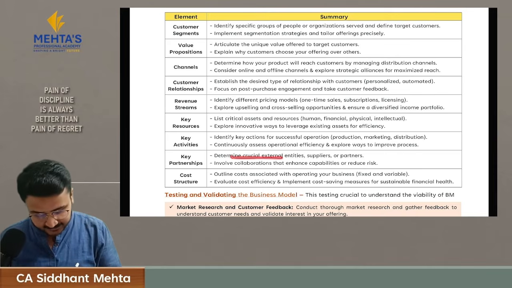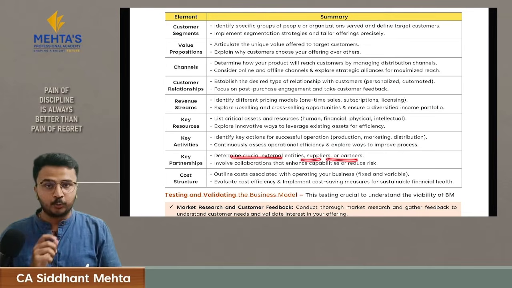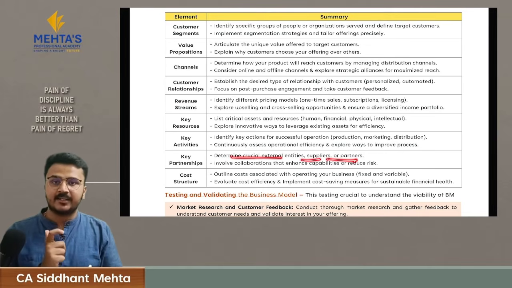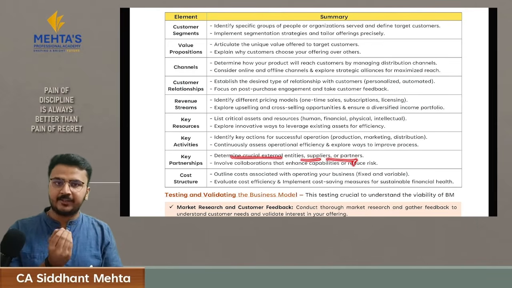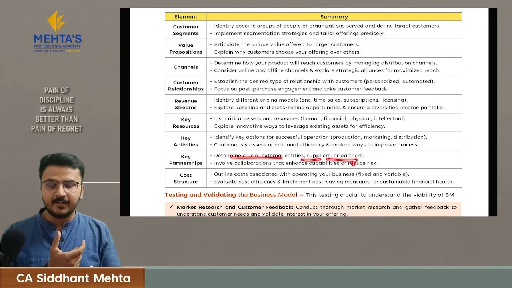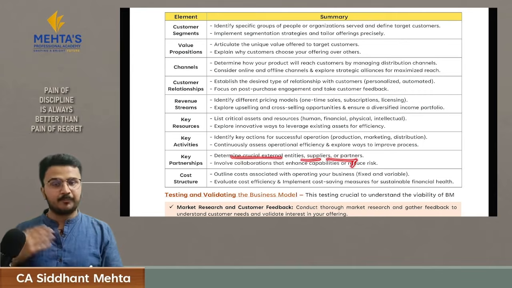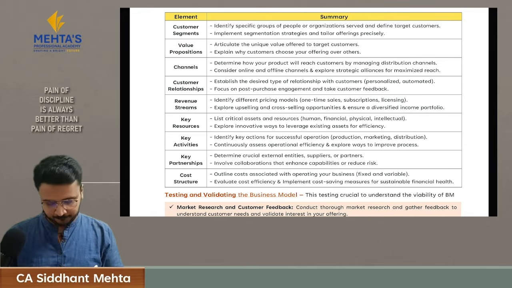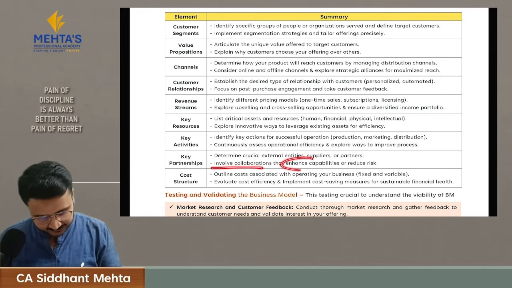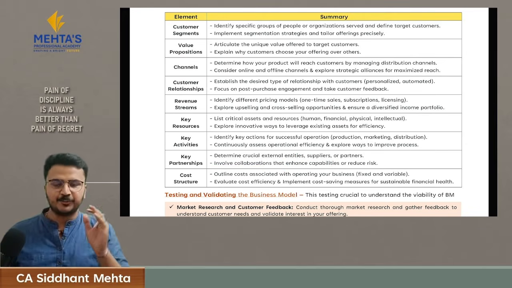Determine the crucial external entities, suppliers and partners, और उनके साथ कोलैबोरेट करके डील साइन करो, लॉन्ग टर्म कॉन्ट्रैक्ट साइन करो, जिससे आपका रॉ मटेरियल जो आप ले रहे हो वो कॉन्स्टेंटली एक ही क्वालिटी का आए और आप रिलायबली एक पर्सन से वो कॉन्ट्रैक्ट, मतलब एक पर्सन से आप ये सब गुड्स ले सको. So involve collaboration that enhances capabilities and reduces risk.